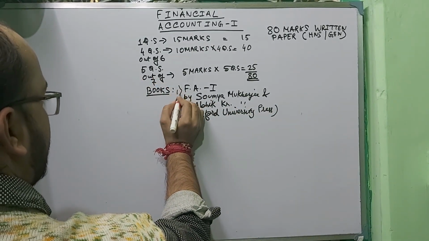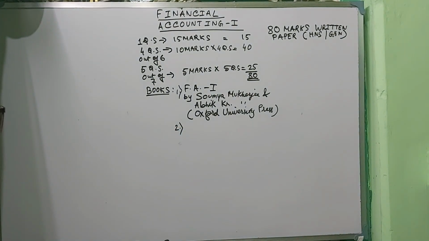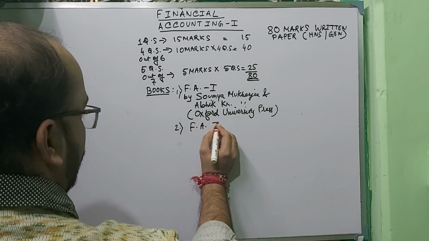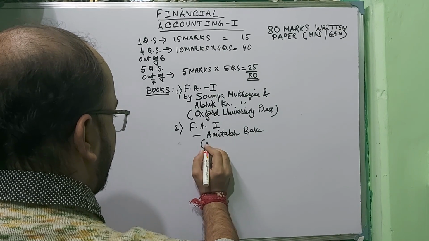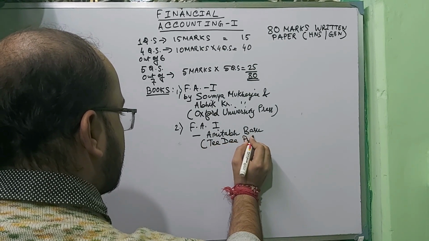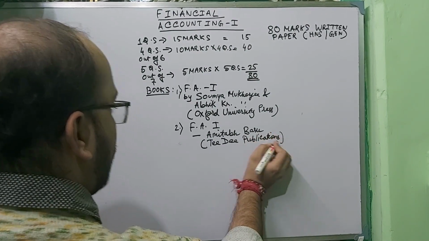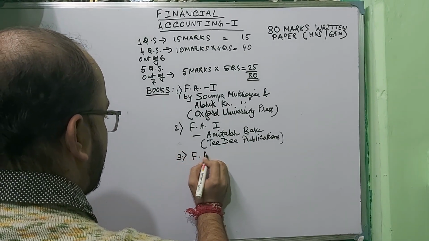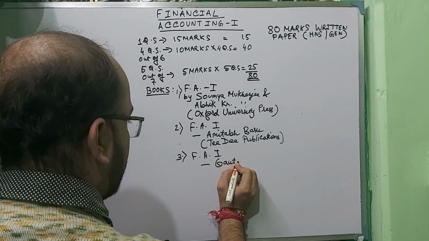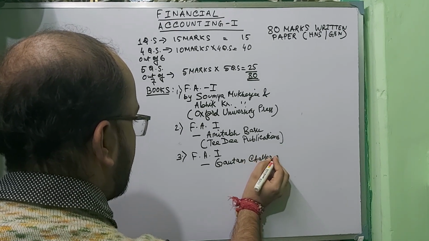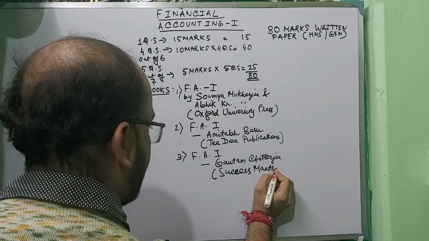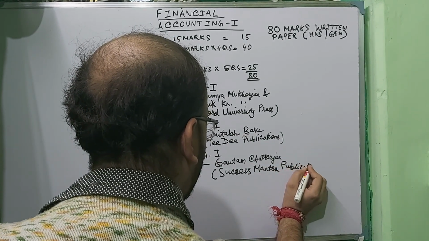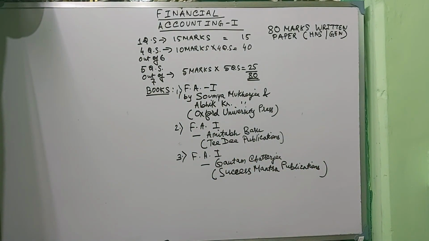This is number 1. Or number 2, you can go through FA One, Amitabh Basu, of TD Publications. Or you can have another one, Financial Accounting 1, Gautam Chatterjee, of Success Mantra Publication. Any of these three books will do, and will cover your syllabus.